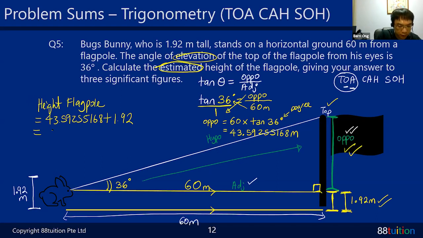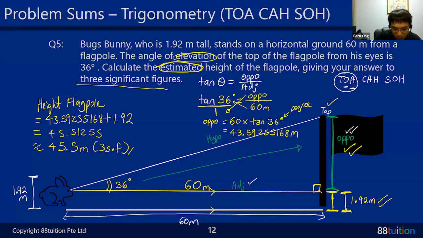And therefore, your answer is 45.51255. Three significant figures, 45.5 meters. Three significant figures, that's what the question wants also. And in meters, you must write out the units. And that's how you present your answer.